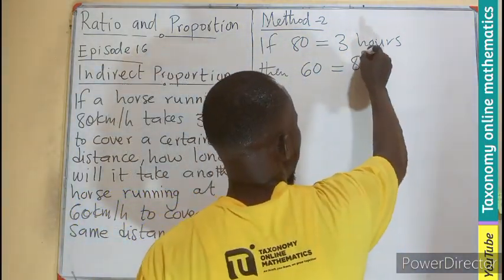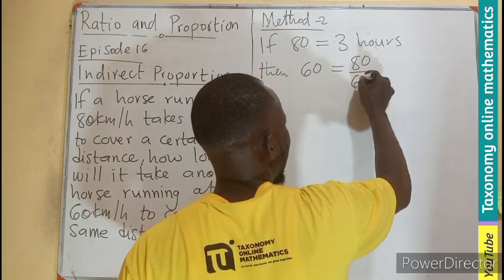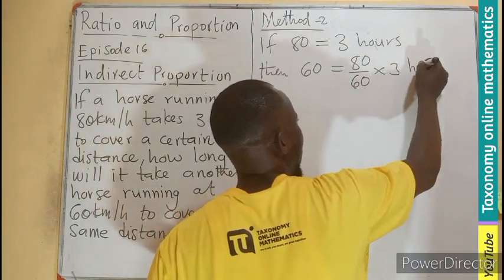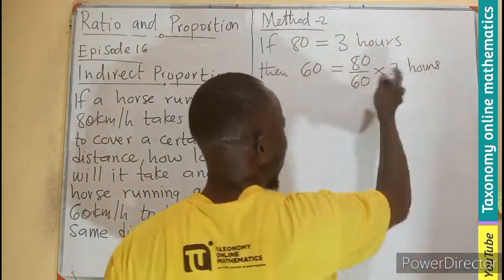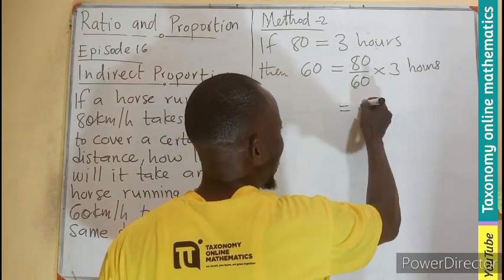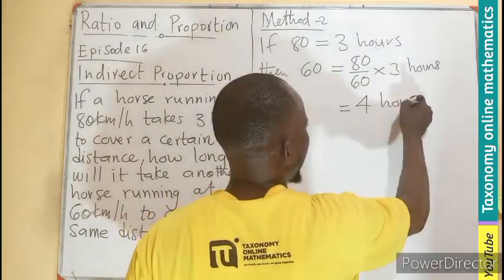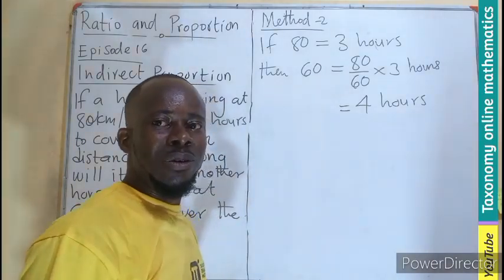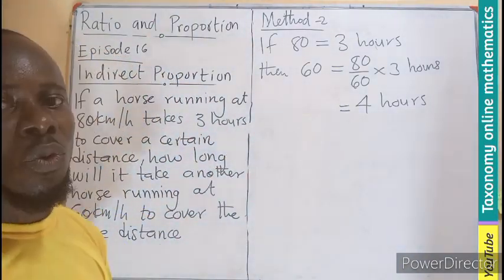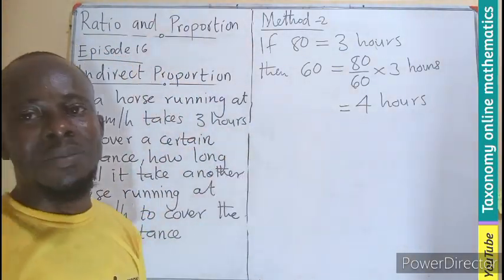So it means 80 divided by 60 times 3 hours. You know, this will cancel, and you end up getting the same 4 hours. So this is the second method which can also be used to arrive at the same answer.